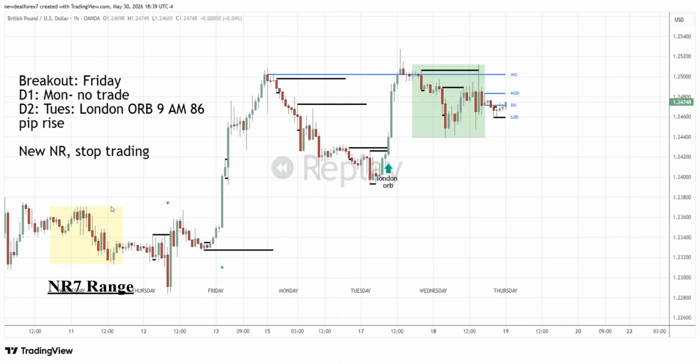Here's one more long example here. We got the NR7 range. Okay, remember the most important candle we look for is the breakout candle. That's this one right here. Okay, so then you're looking for open range breakouts for the next 2 to 5 days, okay, in your direction.